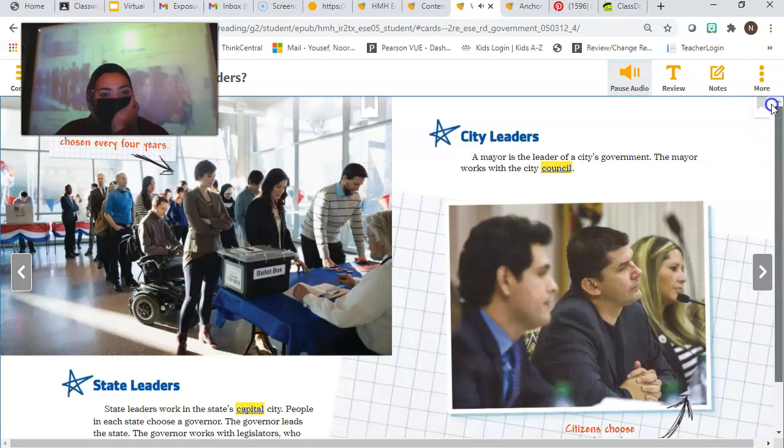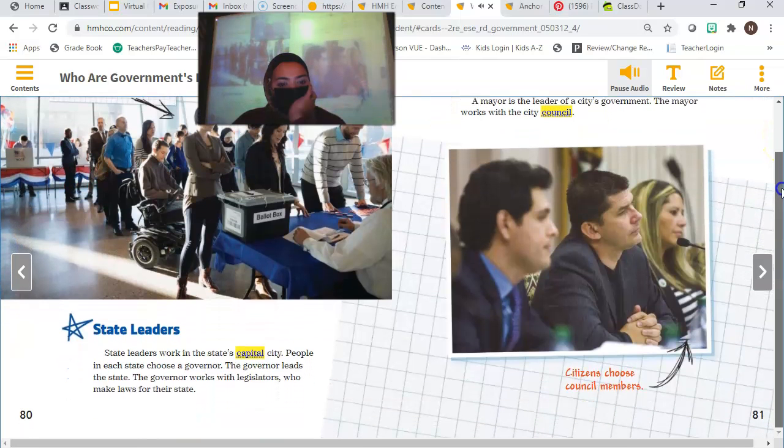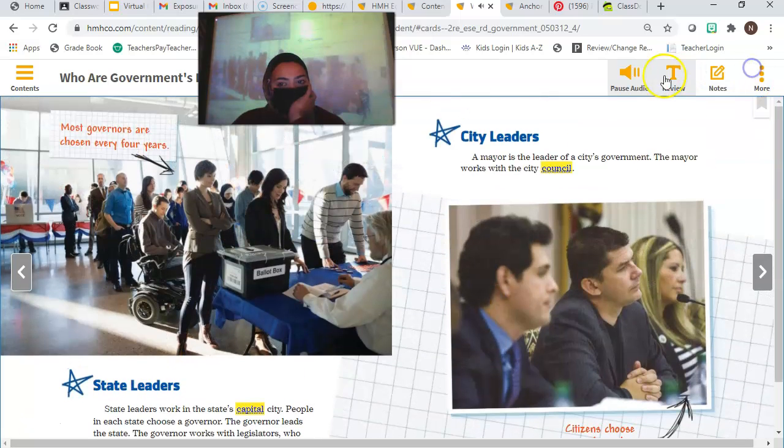State leaders. State leaders work in the state's capital city. People in each state choose a governor. The governor leads the state. The governor works with legislators who make laws for their state.